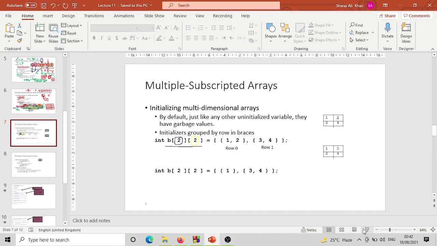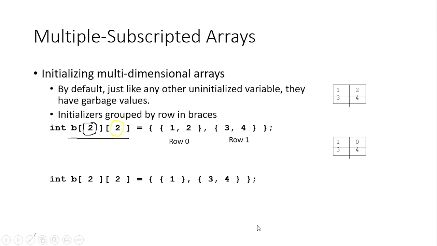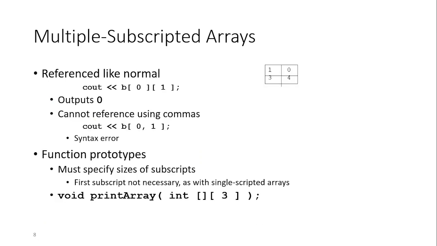Now let's get back to the slides. We have looked at multi-subscripted arrays. You can access individual elements just like you do in a normal one-dimensional array, but you have to specify indexes for both dimensions. You have to specify the row index as well as the column index.